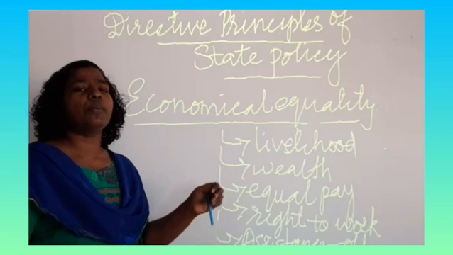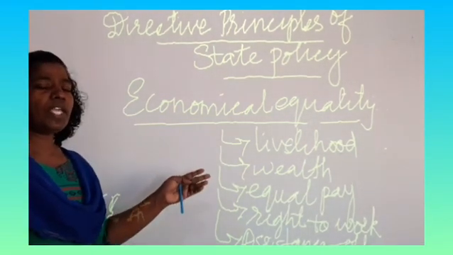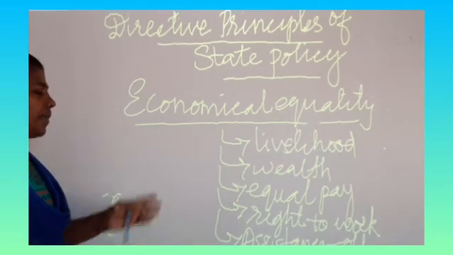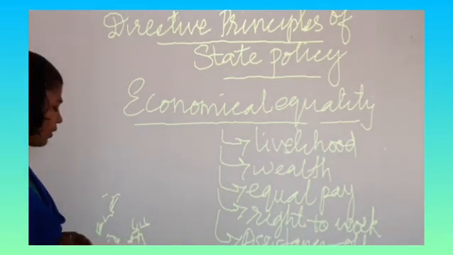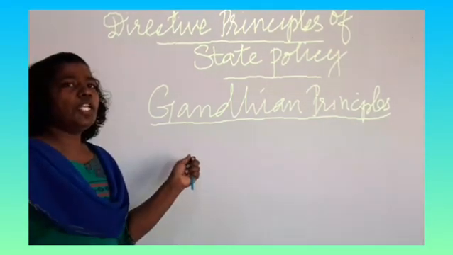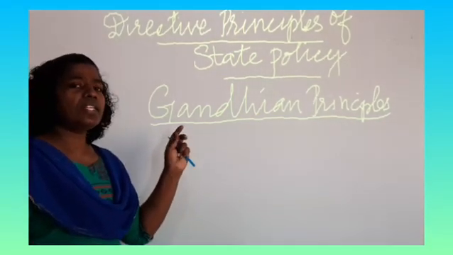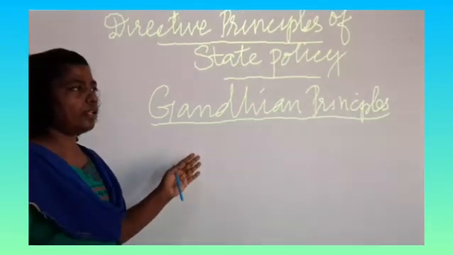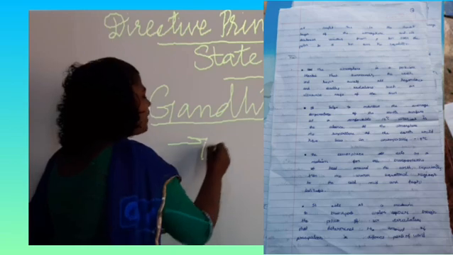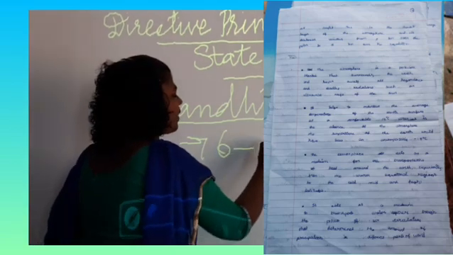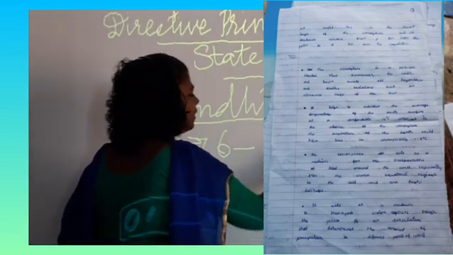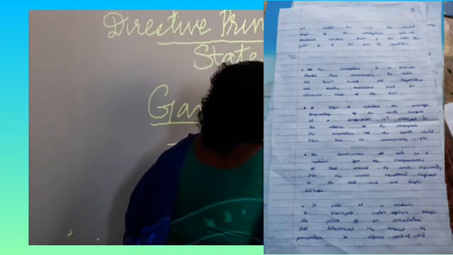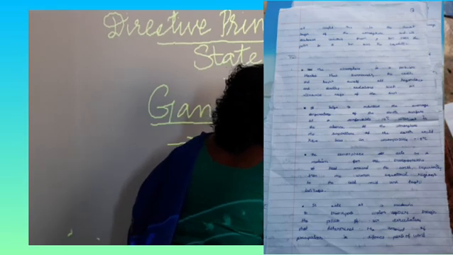Now we are going to see the second classification, that is Gandhian principles of social and economic development. What do Gandhian principles talk about? According to Gandhian principles, Gandhi gave more importance to education for children. So, free and compulsory education to children from the age of 6 to 14.